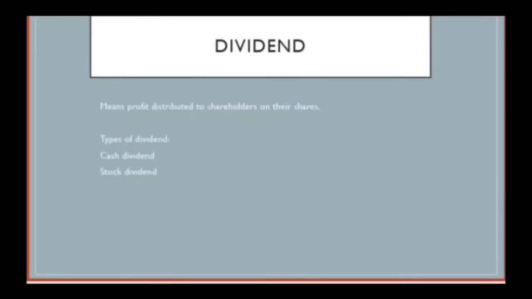Dividend. Dividend means the profit distributed to the shareholders on their shares. Means if a person owns 10% of the shares of the company, 10% of the profit will be given to him and that income over shares will be called dividend. So there are 2 types of dividend. Number 1, cash dividend and the other one, stock dividend. Now let us take a look at cash dividend and stock dividend.